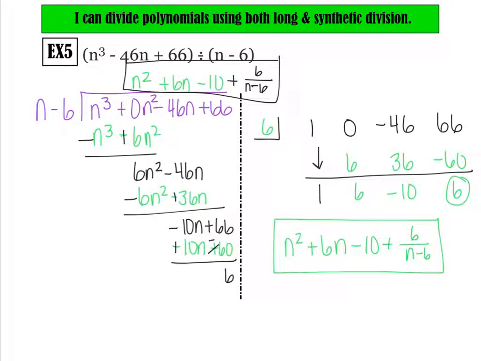Alright, so hopefully when you worked it out, you ended up with n squared plus 6n minus 10 plus 6 over n minus 6. And something that might have tripped some people up is if you notice in the original problem it goes from n to the third to n to the first. So I have to have that placeholder for the n to the second. Alright, if you got that answer right, then go ahead and move on to example 6. If you didn't, look through my work and take note of any questions or points of confusion that you have, and we can talk about it tomorrow.